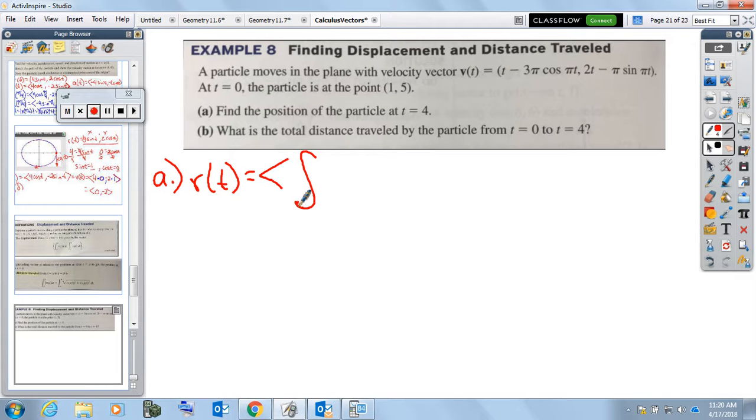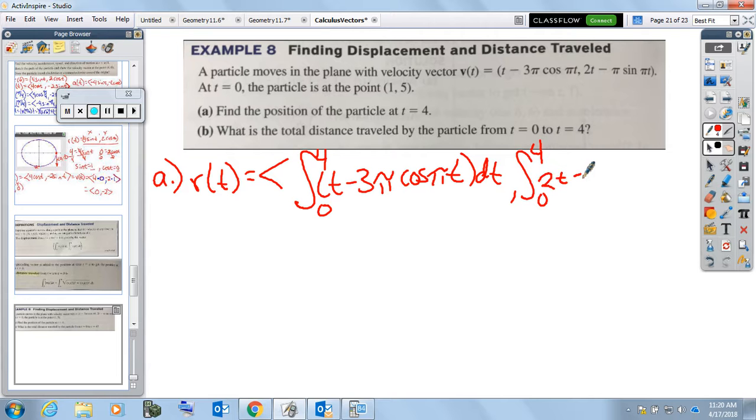Well, think about it. The position at t equals 4. You're asking yourself, what happened from 0, the start, to t equaling 4? What happened from 0 to 4, and where did you end up at t equals 4? So I want to find out what happened from 0 to 4 of my integral of t minus 3 pi cosine pi t dt, and for the y component, we're still integrating from 0 to 4 of 2t minus pi sine pi t, all still dt.